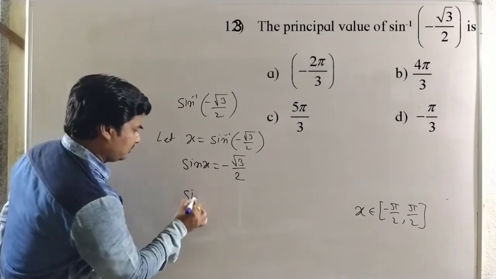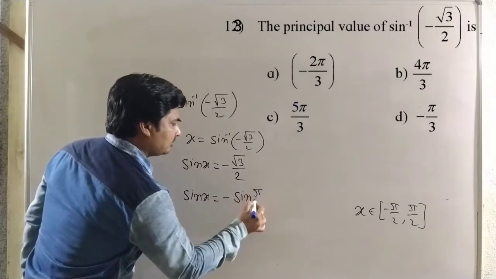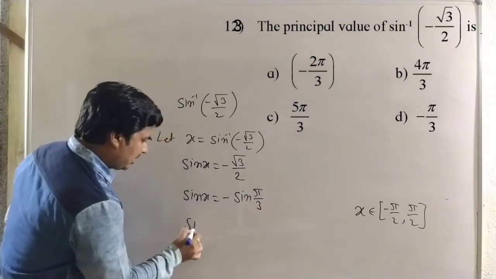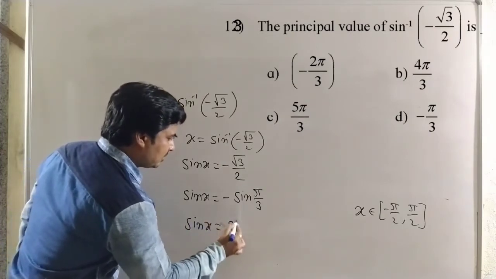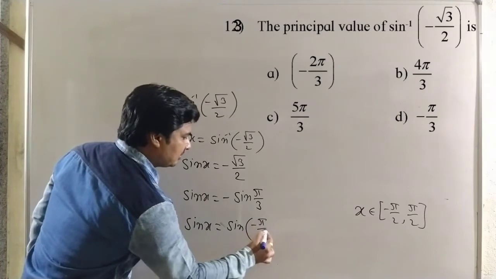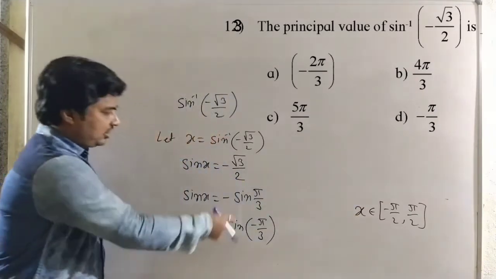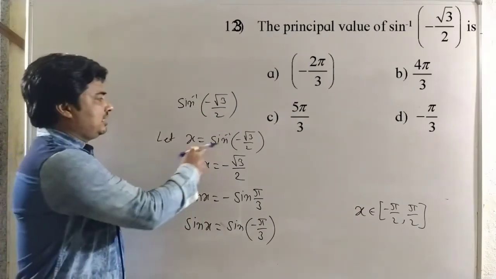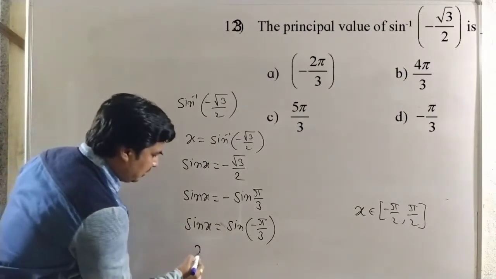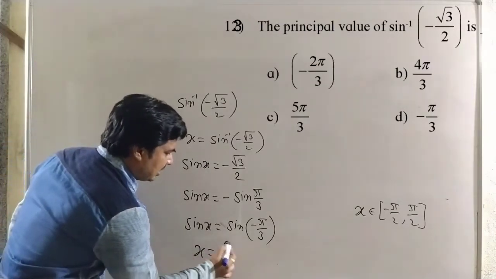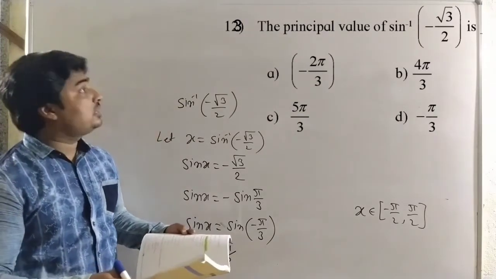See carefully, sine x is equal to minus sine pi by 3, and here we can write it as sine of minus pi by 3. Minus pi by 3 belongs to this interval, therefore x is equal to minus pi by 3. That means minus pi by 3 is the principal value, and it is option D.